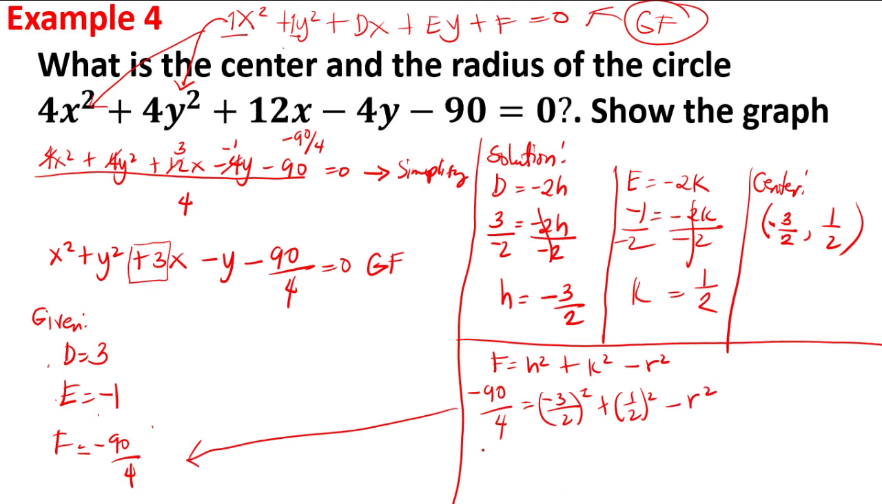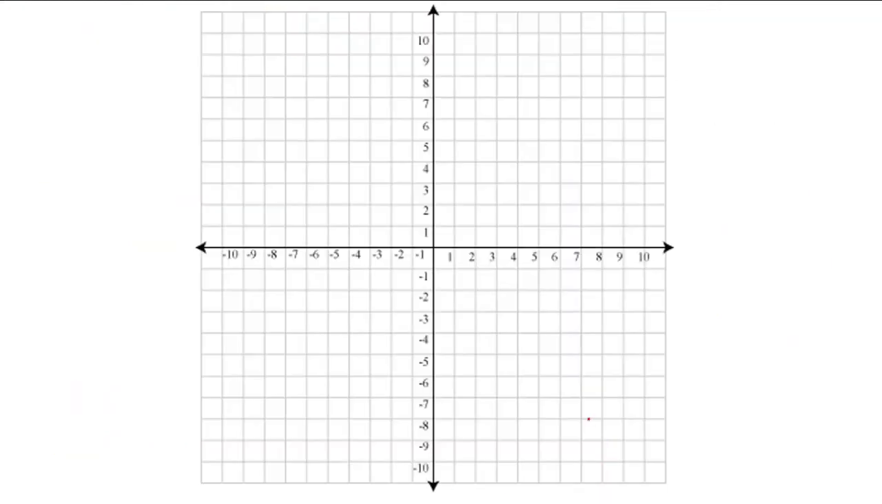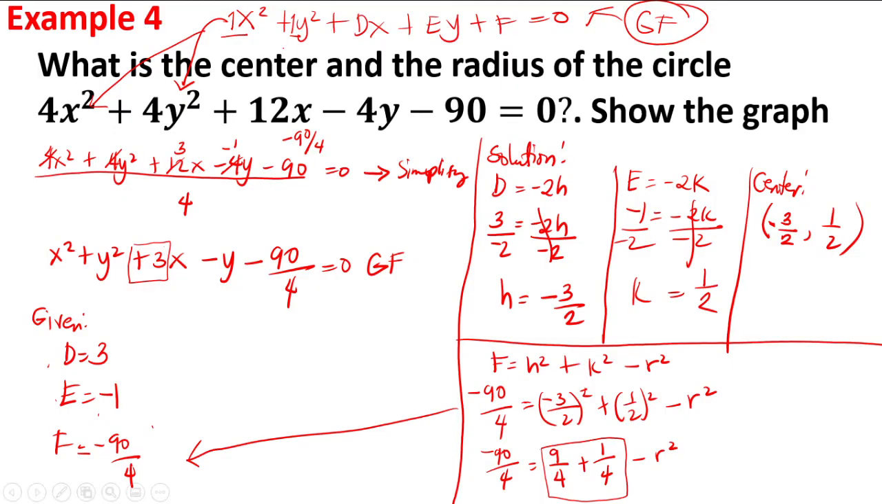Okay? Next, negative 90 over 4 is equal to negative 3 times negative 3 is positive 9. 2 times 2 is 4. Plus 1 times 1 is 1. 2 times 2 is 4. Minus r square. Okay? Next, tuloy natin siya sa kabila. Similar fraction ito. So, ibig sabihin, pwede silang pagsamahin. Okay? 9 plus 1 is 10. Tama? So, magiging, andali, maglagay lang tayo ng space. Okay, wait lang.